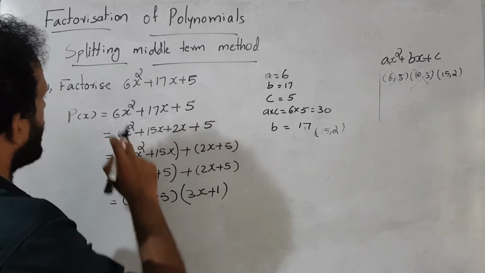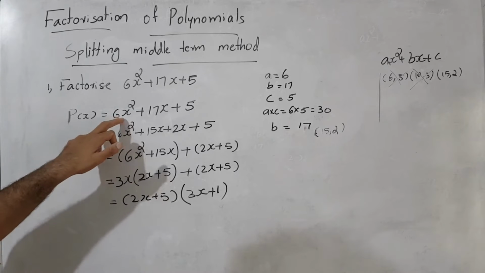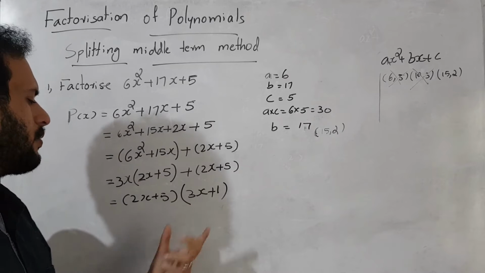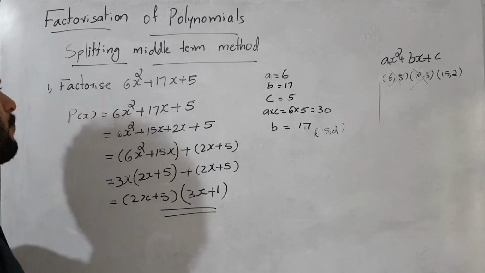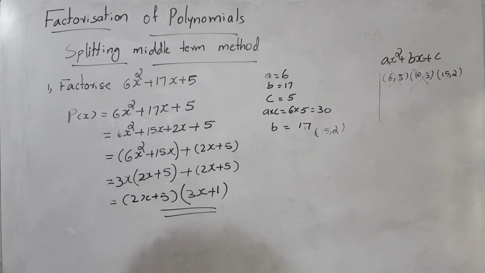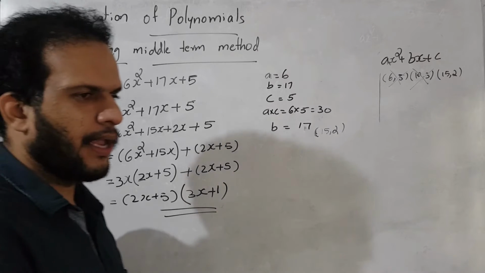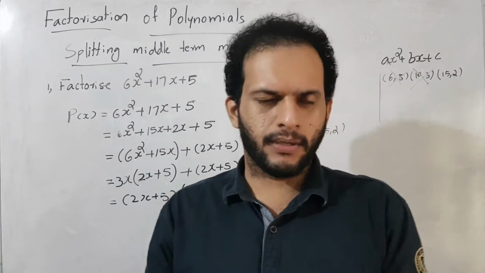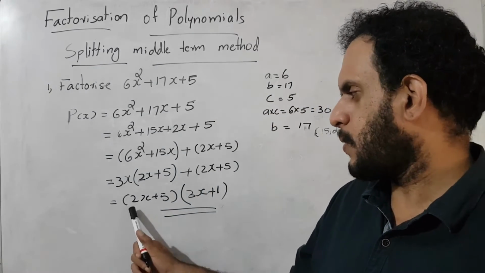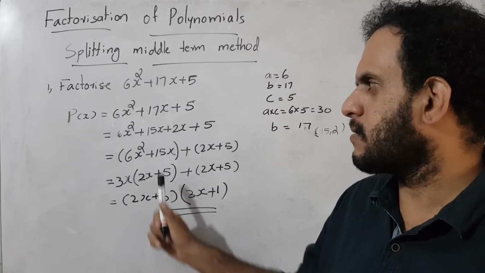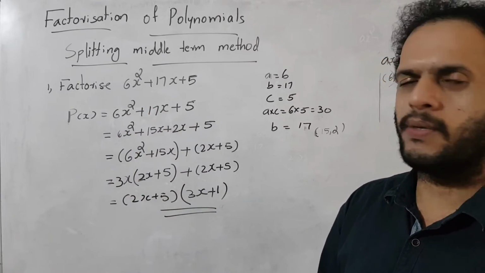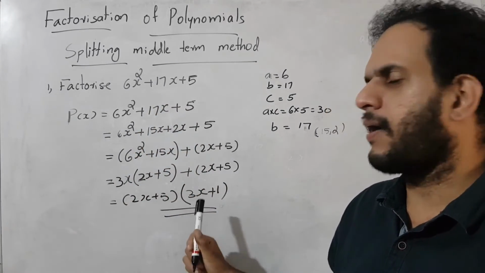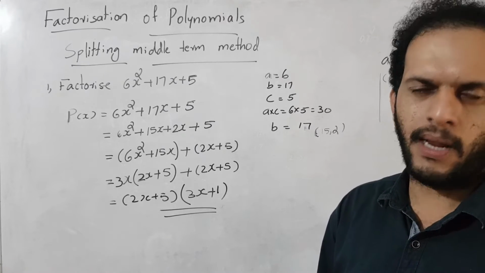So we factorize the polynomial p of x is equal to 6x square plus 17x plus 5 as 2x plus 5 into 3x plus 1. Then this is the answer of the factorization of 6x square plus 17x plus 5. Factorization means to convert the given polynomial in the form of product of factors. Then 2x plus 5 and 3x plus 1 are the factors of 6x square plus 17x plus 5, and we convert this given polynomial p of x in the form of product of factors. So we factorized the polynomial.